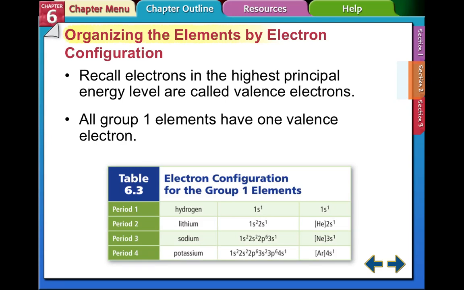Recall that electrons in the highest principal energy levels are called the valence electrons, the ones in the outermost shell, the ones that are furthest away from the nucleus. We went through your periodic table and labeled each group as to how many valence electrons there are in each of those elements. Remember that group 1 elements have 1 valence electron. They'd like to lose 1 to get to group 18 and be a noble gas.